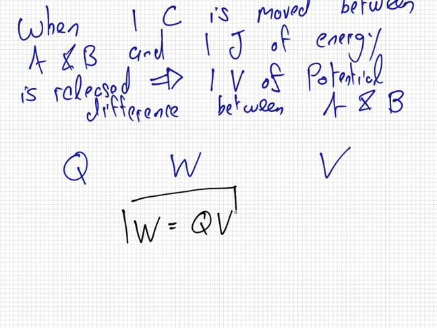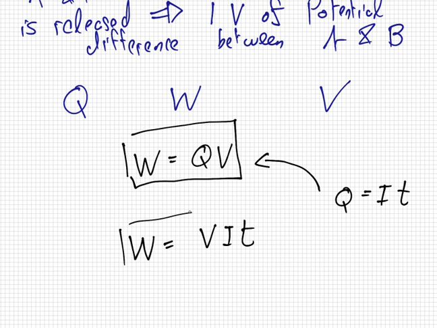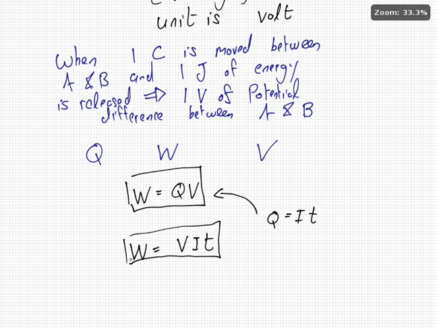So this is formula number 3 now. But we can make a new formula because we have a formula for Q. What does Q equal? IT. So if I put that in there, we can get formula number 4, which is W equals VIT. So now we have 4 formulas.